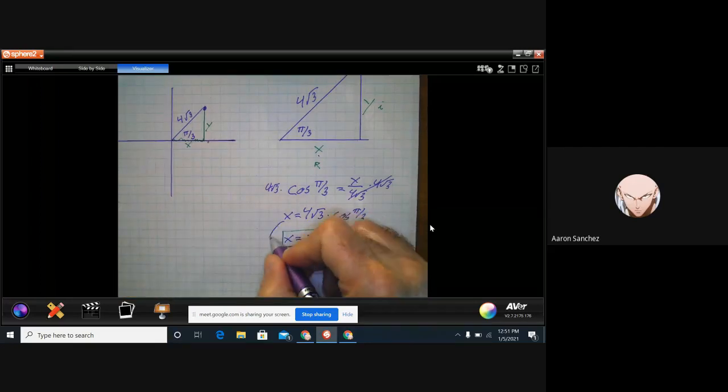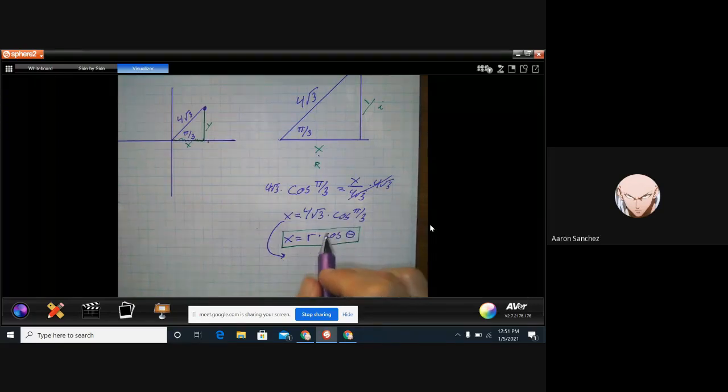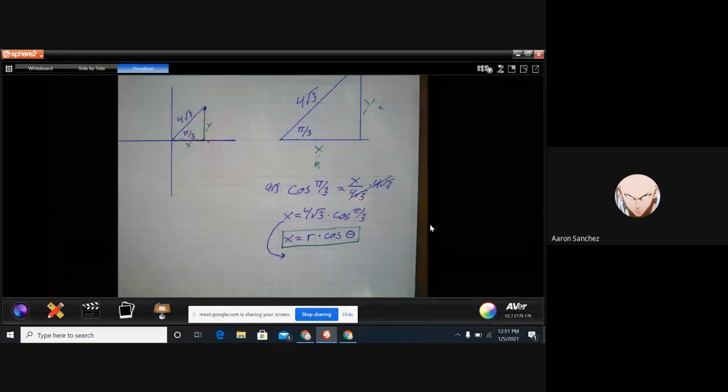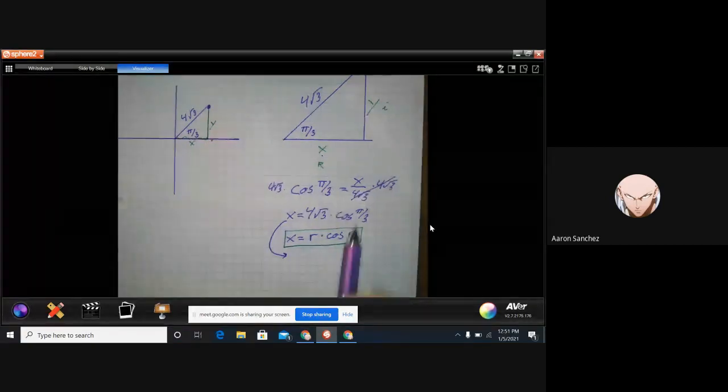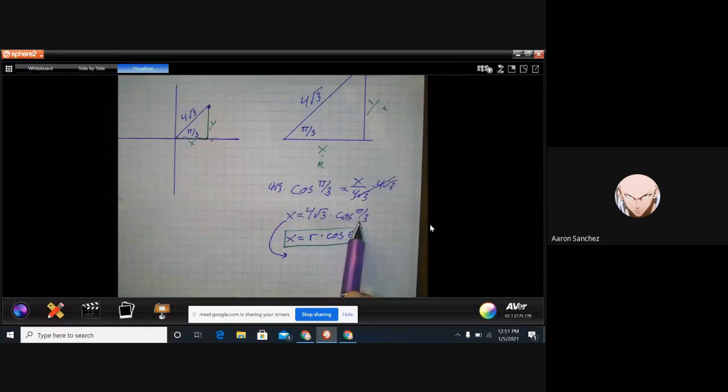Okay, let's continue. Let's solve this now. To find the x coordinate, remember this is the x coordinate, 4 root 3 times cosine theta. This is where we're going to take our unit circle, and we're going to find the cosine of pi over 3. Let's do that first. What is the cosine of pi over 3?